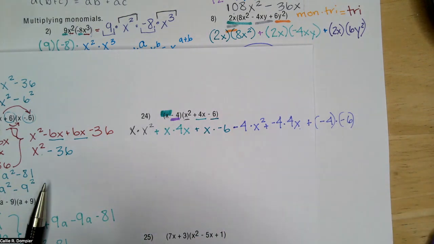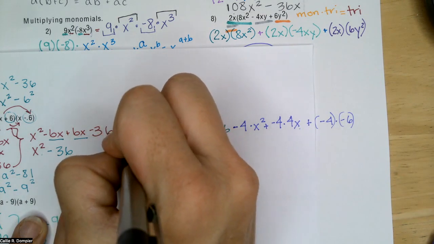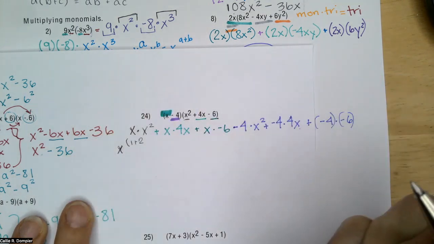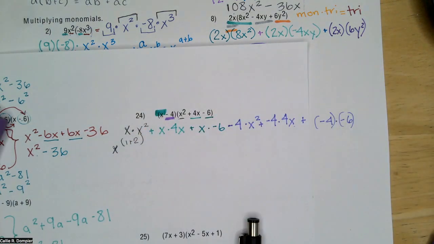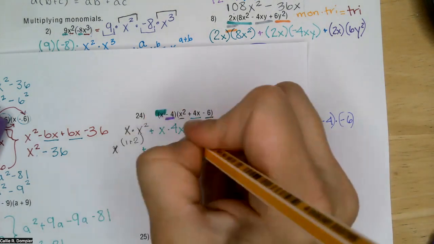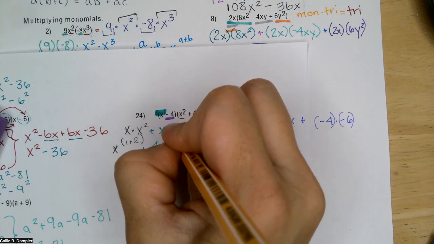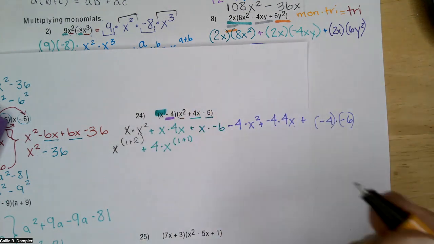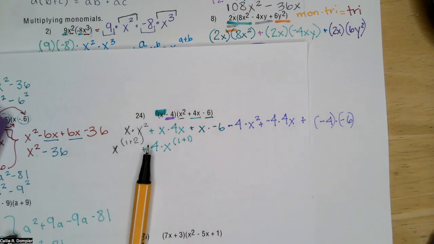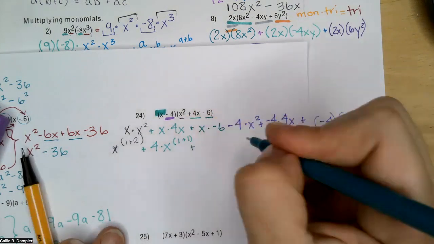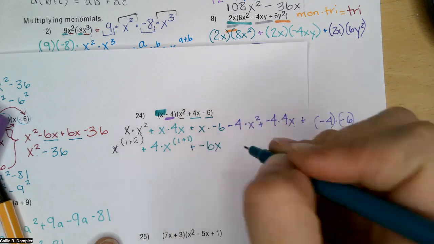All right, let's see if we can simplify it. X times x squared is x to the power of 1 plus 2, or x to the 3rd, right? Plus x times 4x is 4x. And there were two powers, right? X times x is going to be x squared. Plus, this is x times negative 6. Negative 6x.